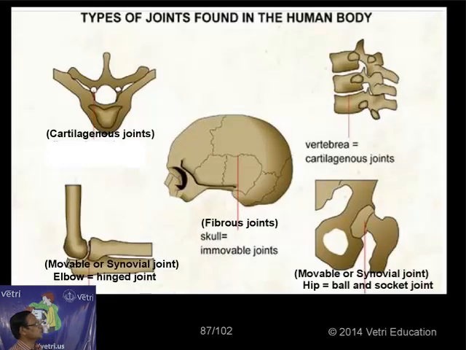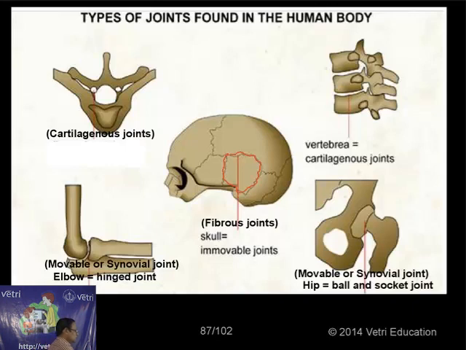And the last of the types of joints found in the human body is the synovial joint, or diarthrosis. Now these are cartilaginous joints, the joints between successive vertebrae in the form of the intervertebral disc. And these are the fibrous joints, the sutures, where you have dense fibrous connective tissue.